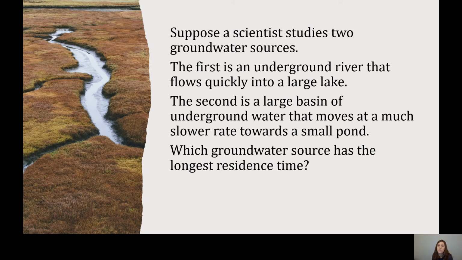So we have an underground river that flows quickly, or a large basin of underground water that moves more slowly. Which one would have the longest residence time? Think about it. The correct answer is the second one would have the longest residence time, because the slower moving a body of water is, the more likely it is that a water molecule would live there for a long time.